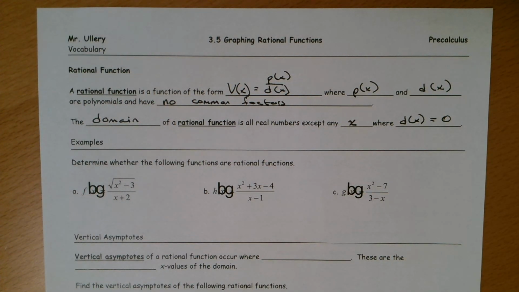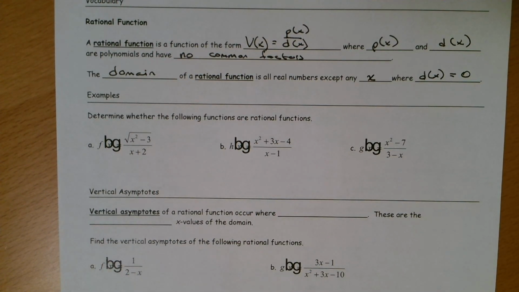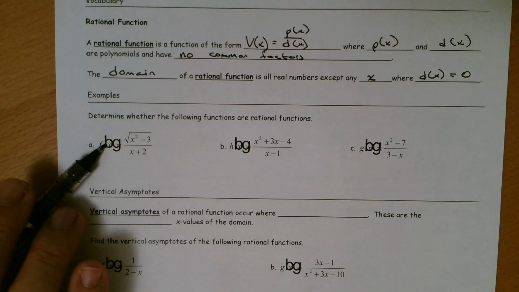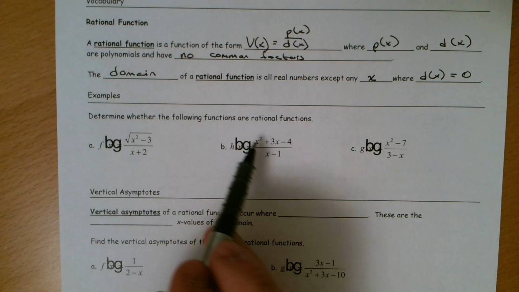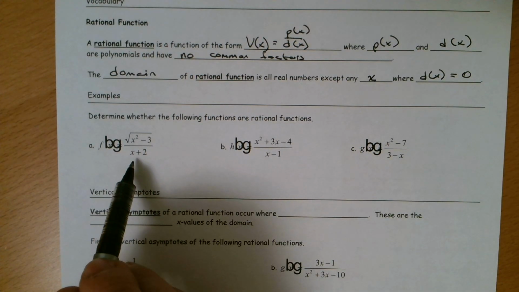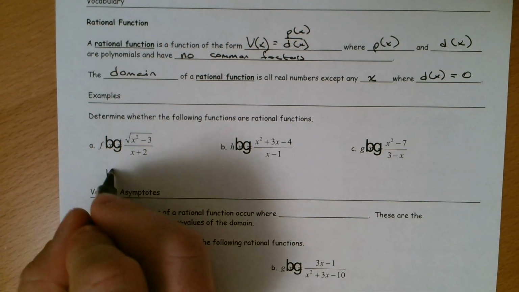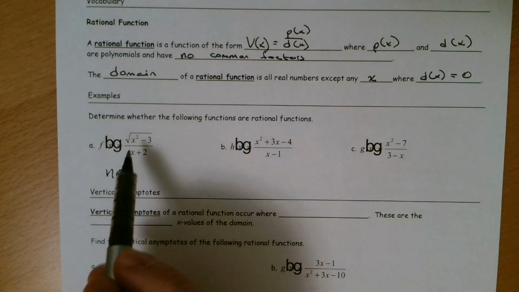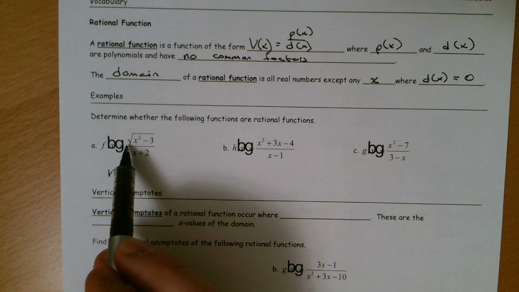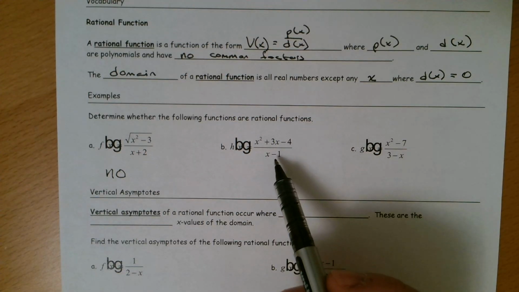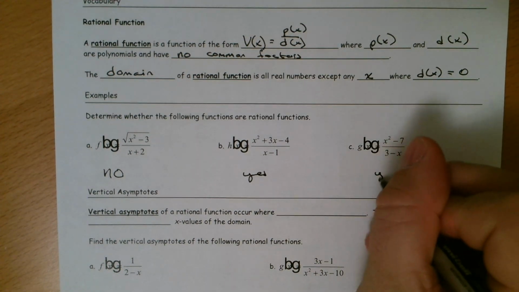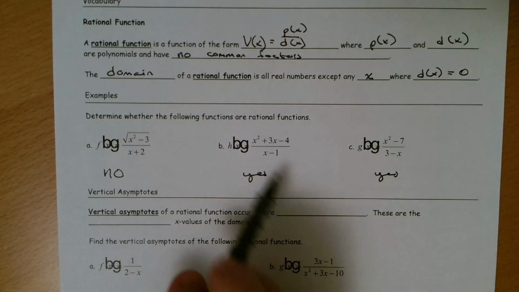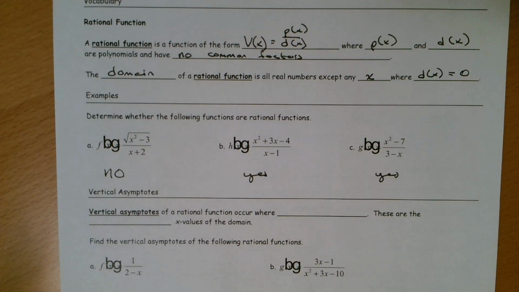Looking at these first three examples to determine whether or not they're rational functions. First of all, you can ignore the b and g. Those are just an open parenthesis, closed parenthesis glitch in the printer. So it just means f of x is what you're seeing there. Determine if it's a rational function. Is it a polynomial over a polynomial? In this case, no, because polynomials don't have variables underneath radicals. Over here, do we have a polynomial over a polynomial? Yep. Do we have a polynomial over a polynomial? Yep. So these two are rational functions, and we'll learn more about those today.